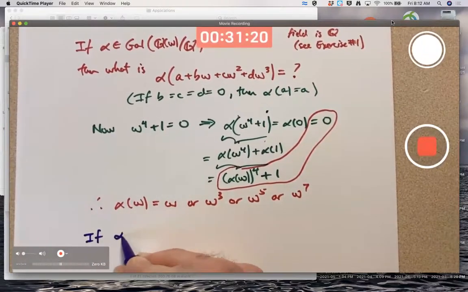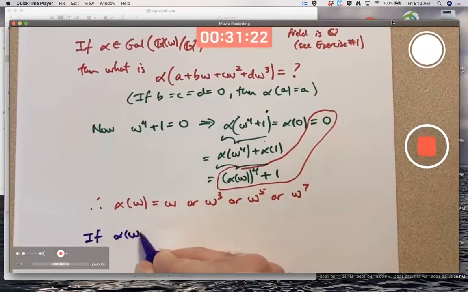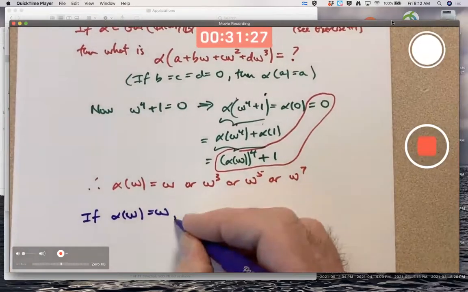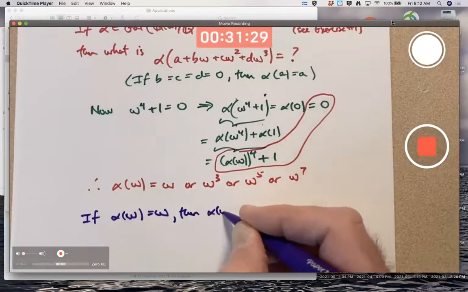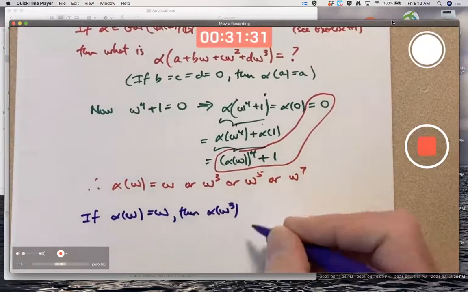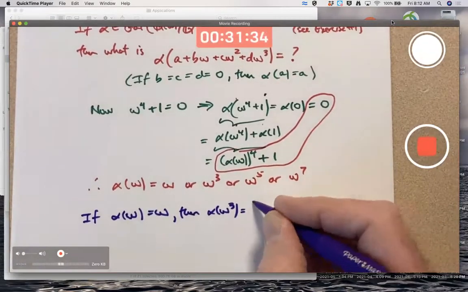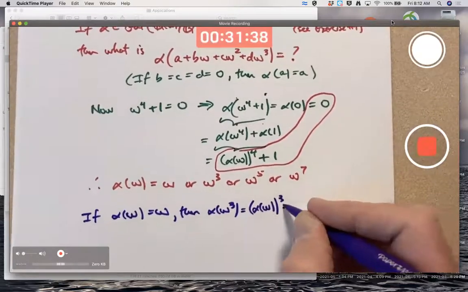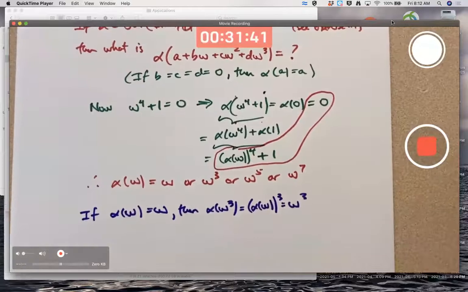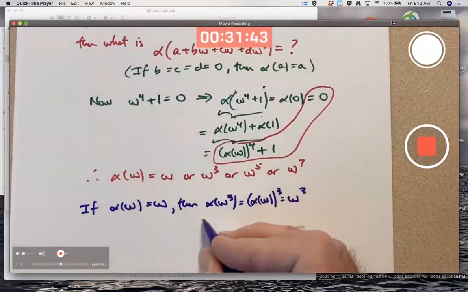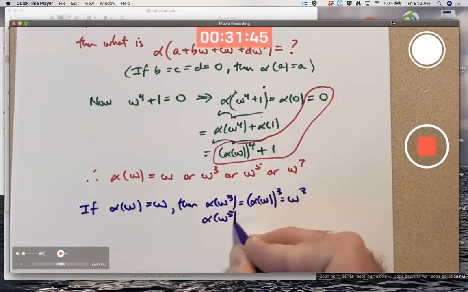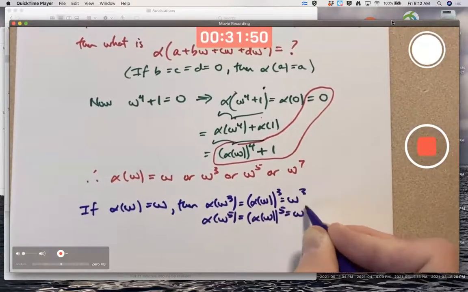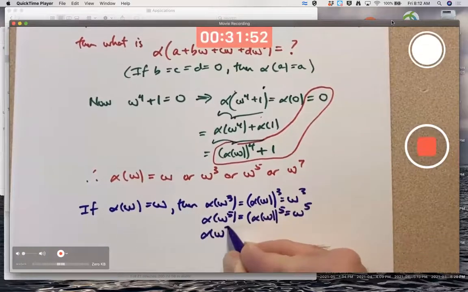Let's consider it case by case. If alpha of omega equals omega, then alpha of omega cubed, since alpha is operation preserving, would be alpha of omega quantity cubed, which would be omega cubed. In other words, alpha would map omega cubed to itself. It's also going to map omega to the fifth to itself, and it's also going to map omega to the seventh to itself.